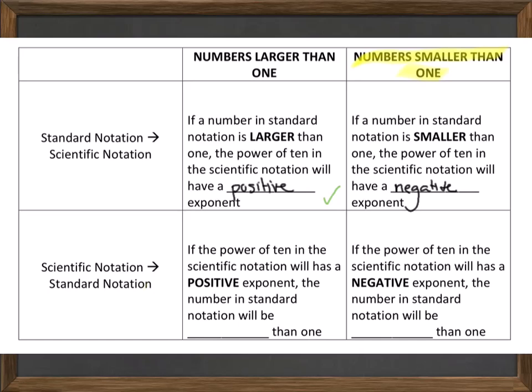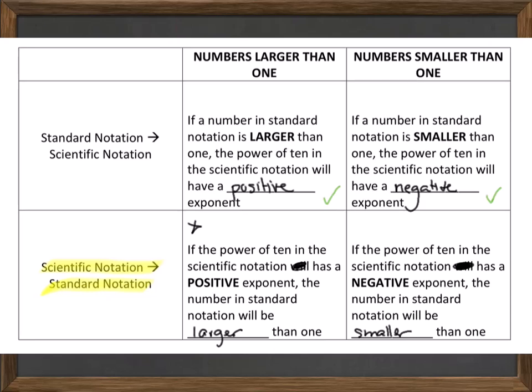So now we have learned to convert from standard to scientific notation using numbers that are both larger than 1 or also smaller than 1. So now we're going to go in the other direction. We're going to start with a number that's been given to us in scientific notation, and we are going to rewrite it using standard notation. So let's read our rule here. It says, if the power of 10 in the scientific notation has a positive exponent, the number in standard notation will be larger than 1. Conversely, if the power of 10 in the scientific notation has a negative exponent, the number in standard notation will be smaller than 1.